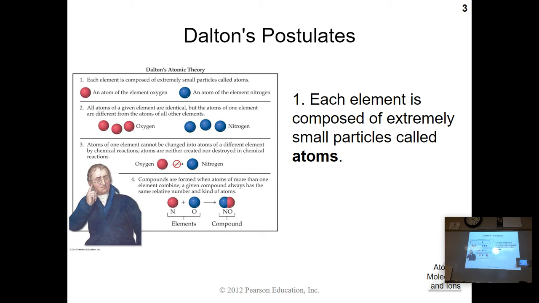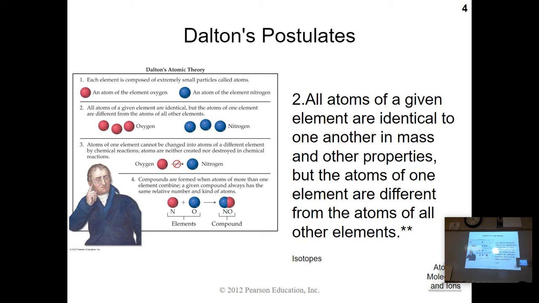So the very first one is that each element is composed of extremely small particles called atoms. Number one, everything is made up of atoms. So we say each element, well, basically the whole of nature is made up of elements. So that means everything is made up of atoms.